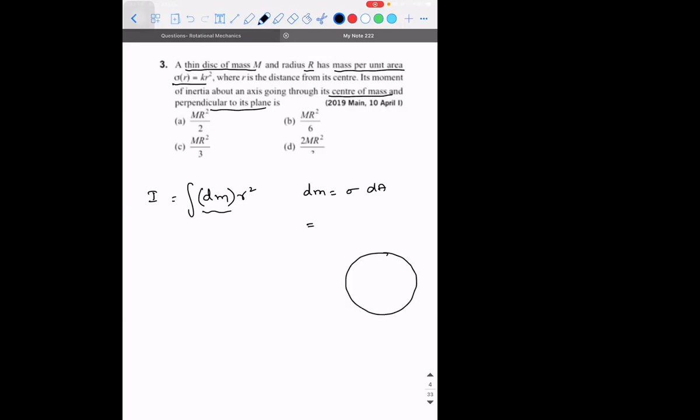For a disk, what is the object you are going to consider? You will consider another disk of thickness dr. So this will be dr, this will be r. What was the difference between the previous question and this one? In the previous question, the value of sigma was sigma naught by r, and they didn't give you the mass and the radius. So here, sigma is equal to kr square. What is the value of dA? 2 pi r dr.